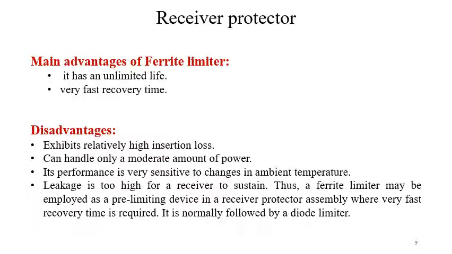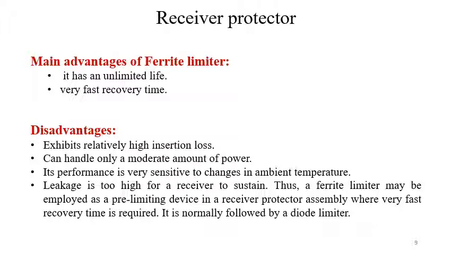There may be some corrosion, but otherwise there is less chance of destruction of that particular device. Very fast recovery time is another advantage of this ferrite limiter. But there are certain disadvantages as well. It exhibits relatively high insertion loss, can handle only a moderate amount of power, its performance is very sensitive to changes in ambient temperature, and leakage is too high for a receiver to sustain.